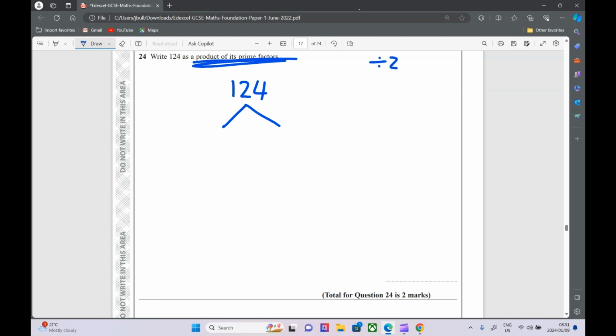So divide it by 2 because that's a prime number, divided by 3 because that's a prime number, or divided by 5 because that's a prime number. So I usually test those first. So 124, let's divide it by 2. So divided by 2, so 2 times it would be 62. 2 times 62 would give me 124. So that is a prime number, so I circle it, that's a prime factor.